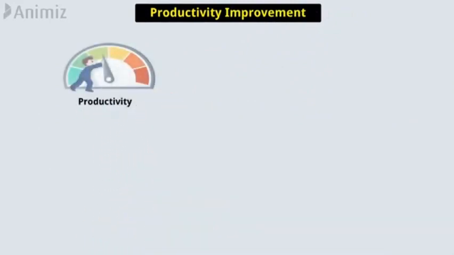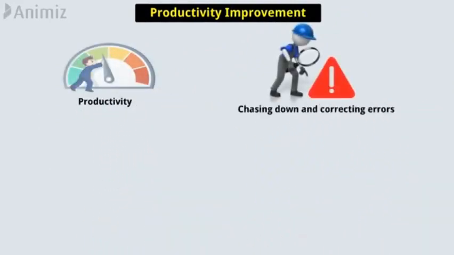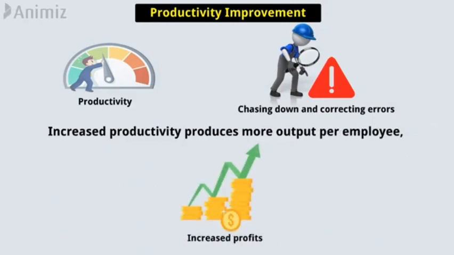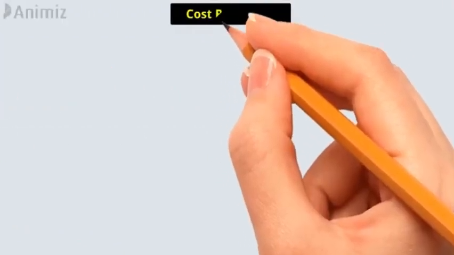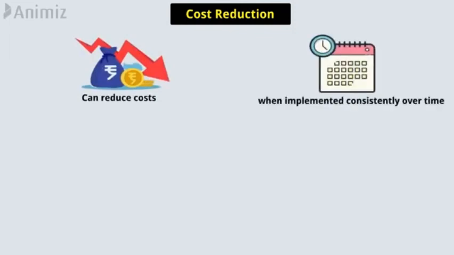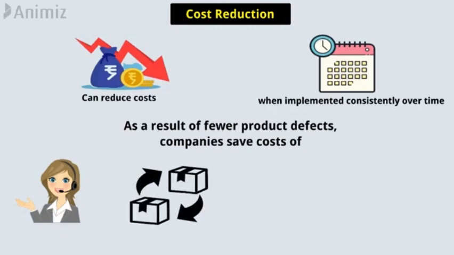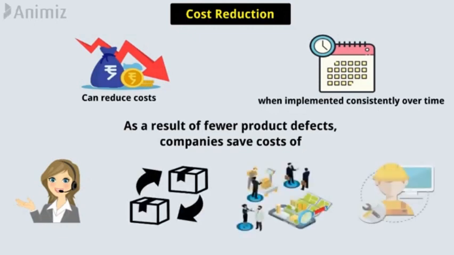Productivity improvement. Productivity rises significantly since employees are spending much less of their time chasing down and correcting errors. Increased productivity produces more output per employee, which often results in increased profits. Cost reduction. Total quality management can reduce costs throughout an organization, when implemented consistently over time. As a result of fewer product defects, companies save costs of customer support, product replacements, field service and the creation of product fixes.